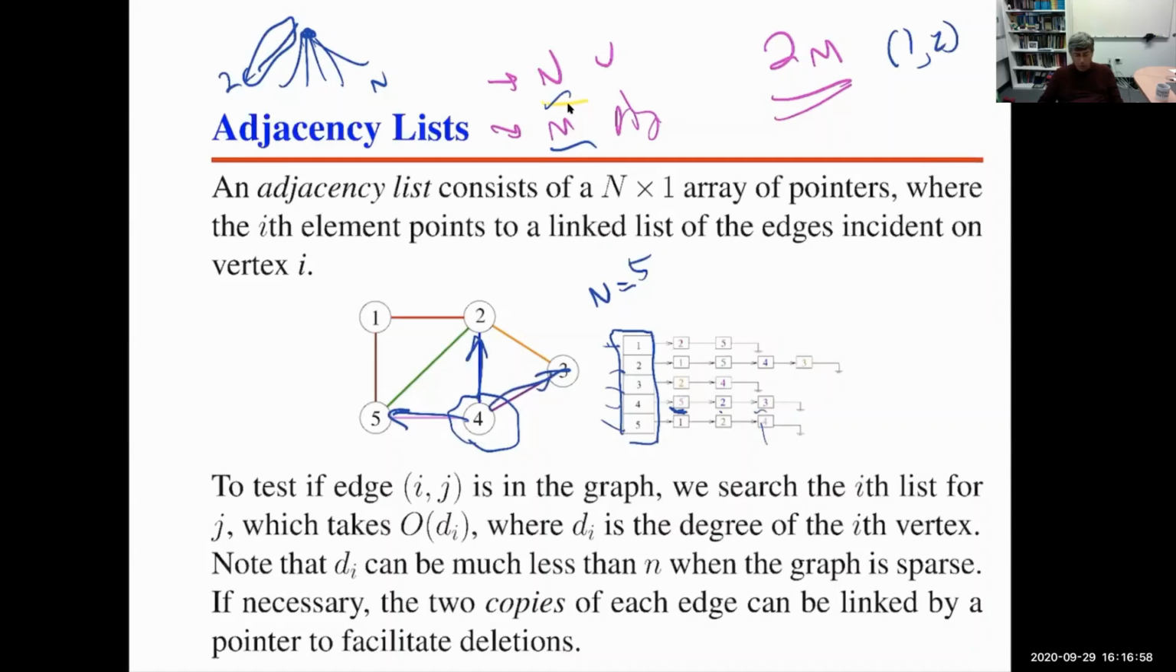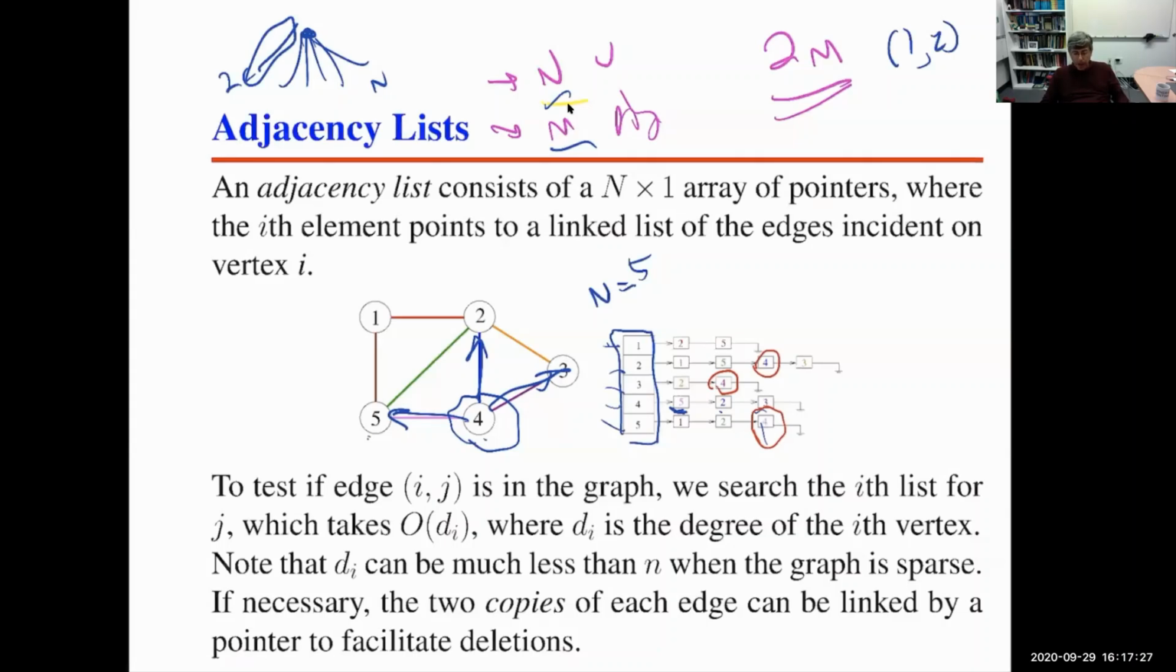We also know that there is an edge from 5 to 4. How is that represented? That was represented by the 4 in the 5th list. The edge from 3 to 4 was represented by the 4 in the third list. And the edge from 2 to 4, that was represented by the 4 in the second list, right?